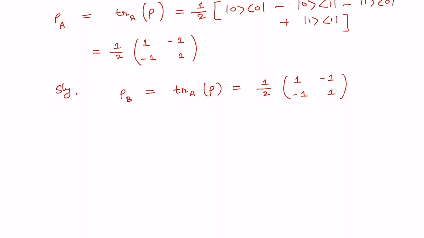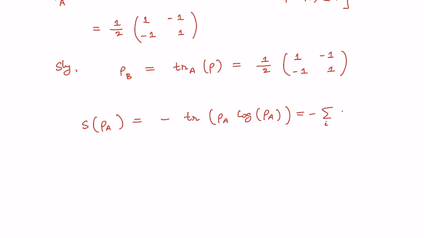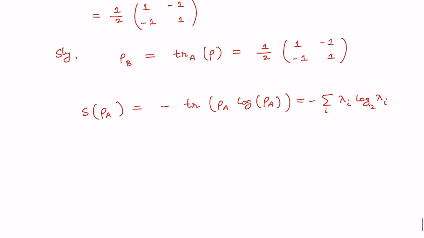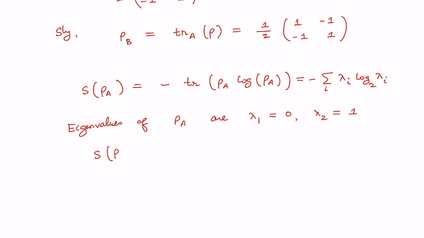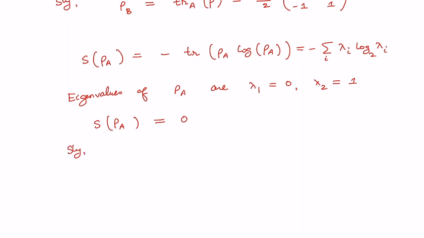Now the entanglement entropy for the subsystem A, S(ρ_A), would be equal to minus trace of ρ_A log ρ_A, and this is equal to minus the sum over λ_i log λ_i with base 2. The λ_i are the eigenvalues, and you can easily work out the eigenvalues of ρ_A. You can find λ1 is equal to 0 and λ2 is equal to 1, and from here you can immediately get that the entanglement entropy is simply 0. Similarly, the entanglement entropy for subsystem B is also going to be 0.